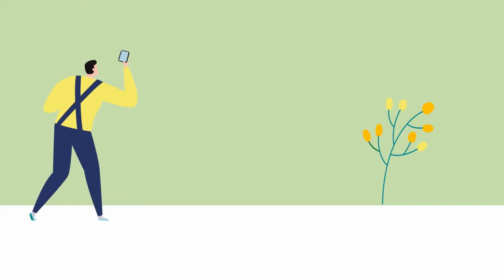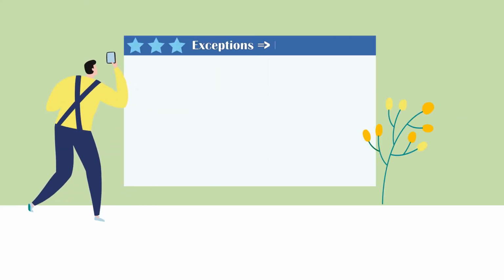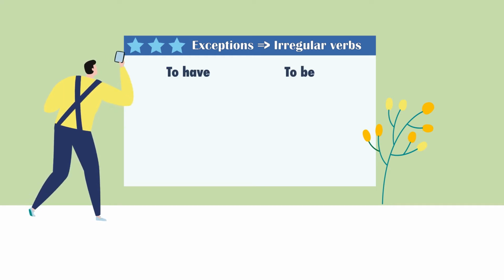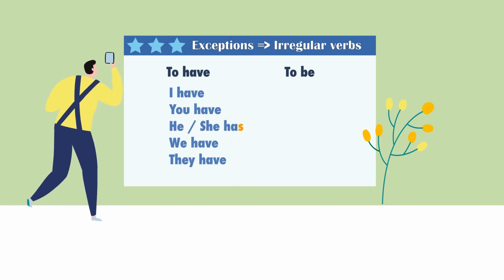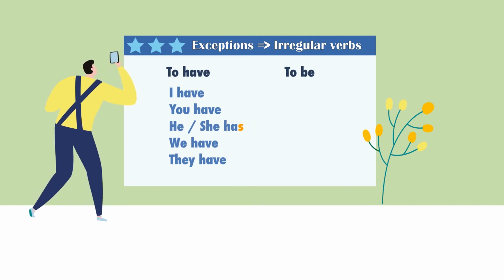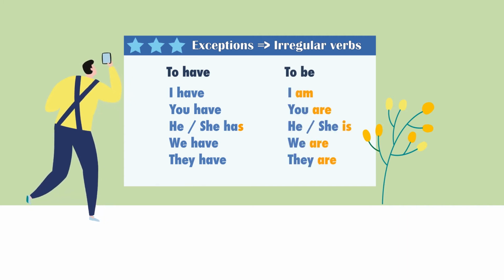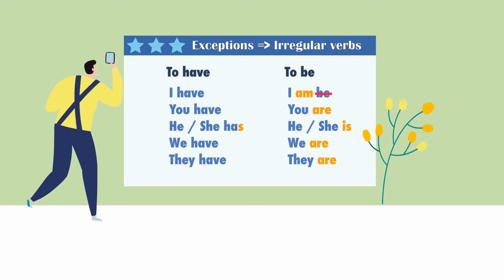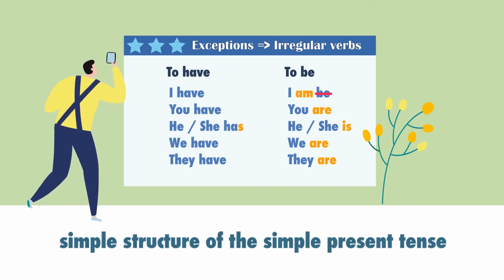Now, of course, there are some exceptions. There are two irregular verbs in the present tense in English, to have and to be. To have is almost regular, but you can see that the third person singular does not follow the rule we saw earlier. To be is very, very irregular. You can see that if it followed the standard pattern, we would say I be, whereas the correct thing to say is I am. And that's all, folks. The simple structure of the simple present tense.